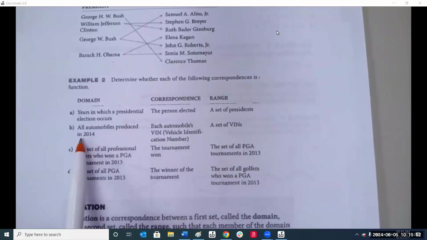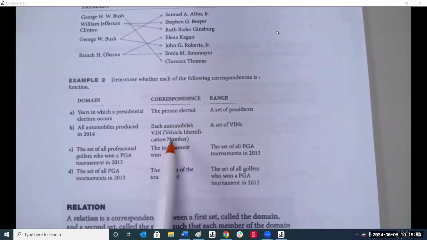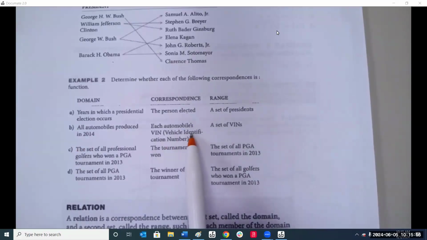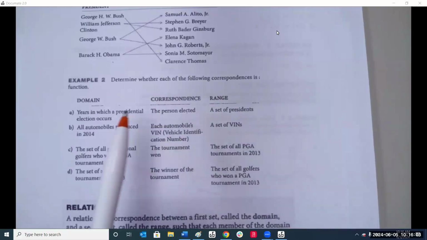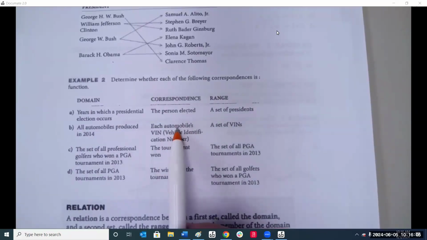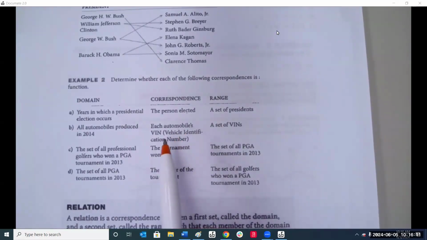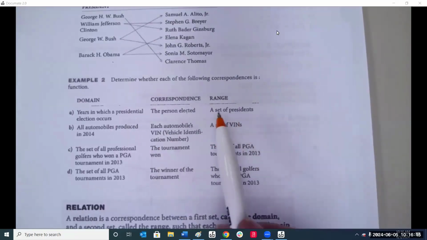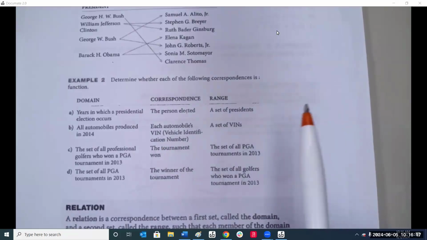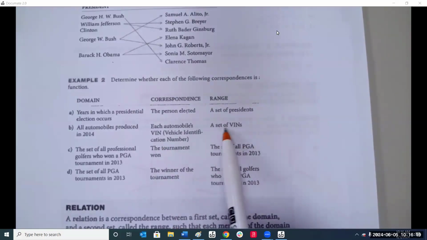All automobiles produced in 2014, each VIN number. Right, there's more than one car, but does each car have the same VIN? No, each car has only one VIN, and each VIN only belongs to one car. So that's a correspondence. So that one would be the set of VINs.